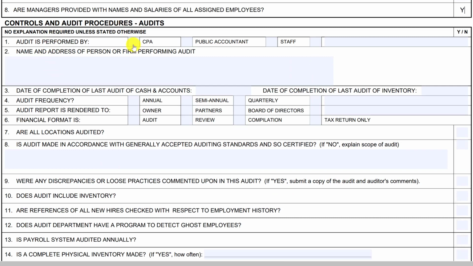Audit is performed by, let's just say, a CPA. And it is, whoa, caps lock is on. I'm also a CPA firm.